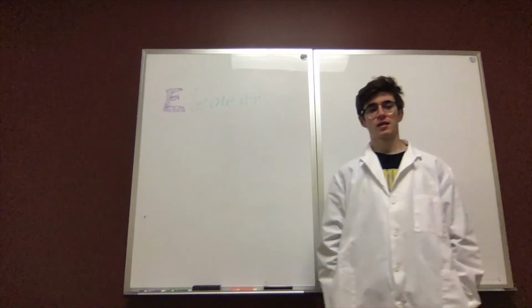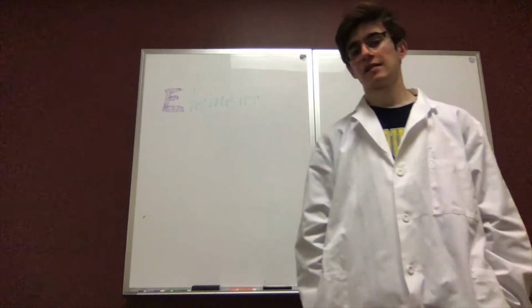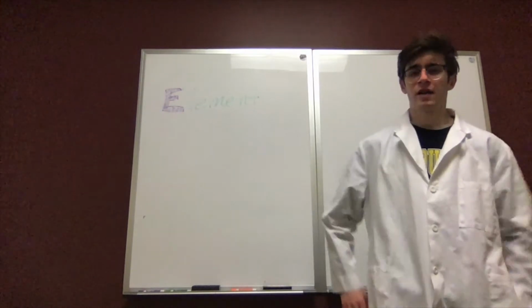E stands for element. An element is defined as a substance that cannot be subdivided using chemical means. It's identified by the number of protons in its atoms or the atomic number. Now, how is an element used in chemistry?